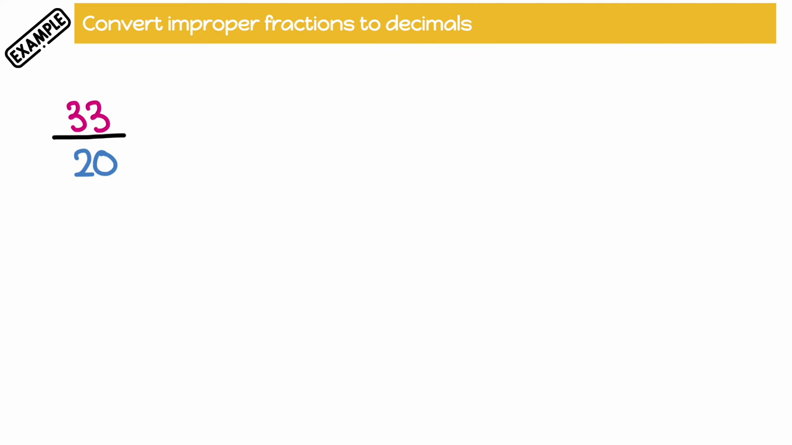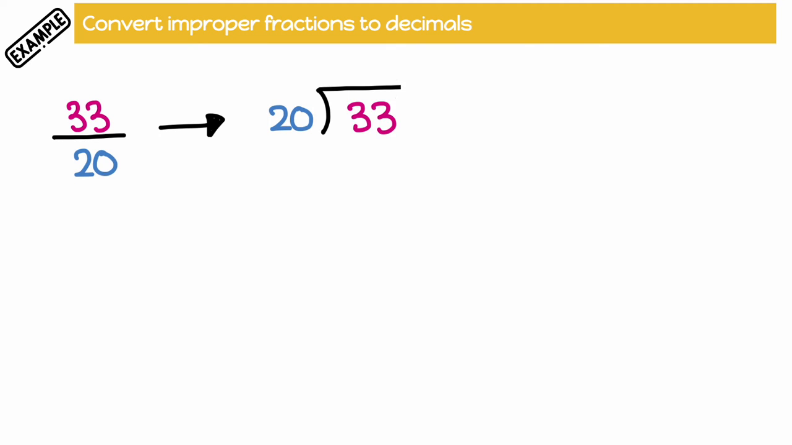So let's take a look at this example of converting an improper fraction to a decimal. Here we have an improper fraction because it's 33 over 20. Notice that the numerator is greater than the denominator. So in order to convert this into a decimal, we're going to want to set this up using long division.